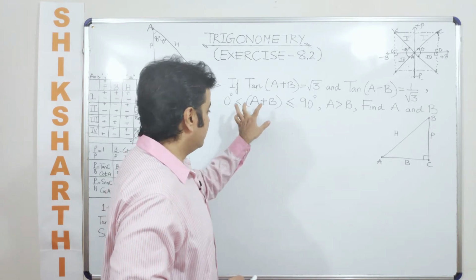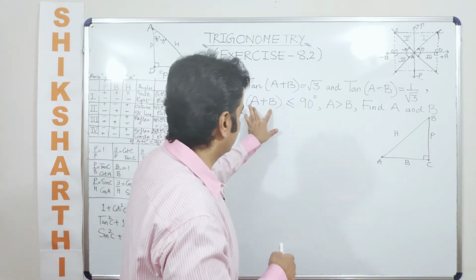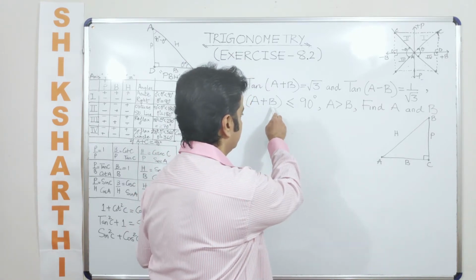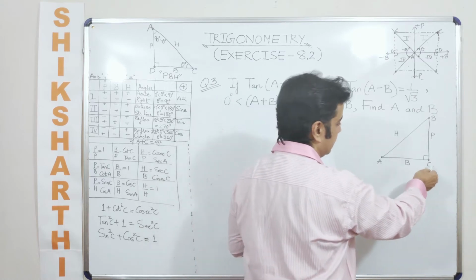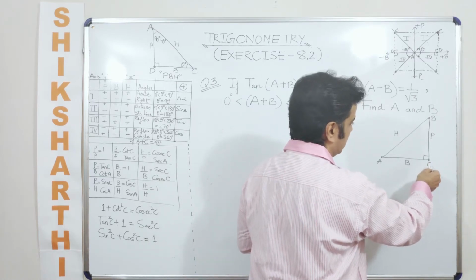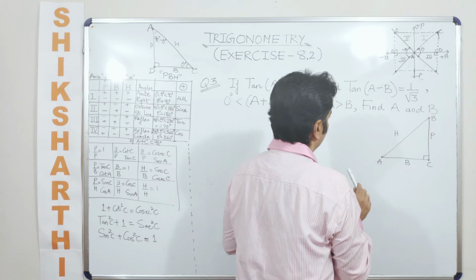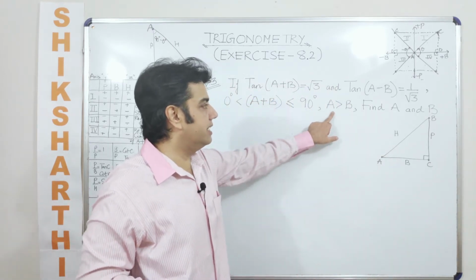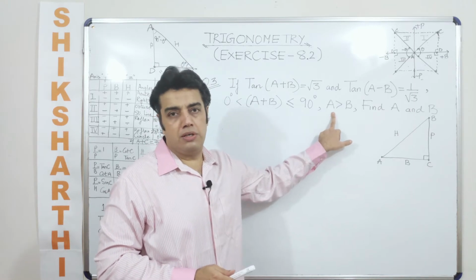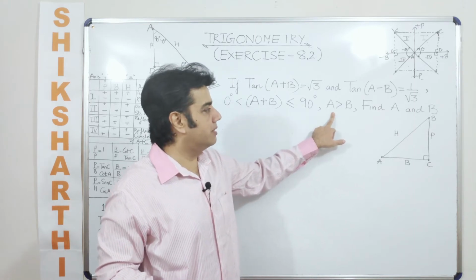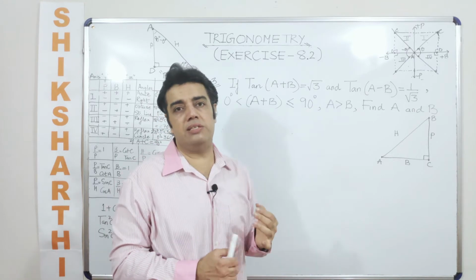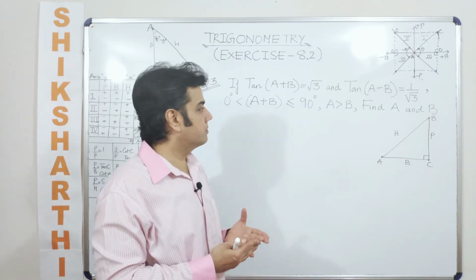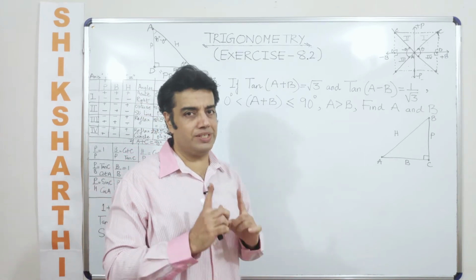So now let's assume 3 vertices here. One vertex is A, the other vertex is B, and the third vertex I have taken as C. So there are 3 vertices, right? And the other piece of information given here is A is greater than B, and they are asking you to find A and B. That means they must be asking you to find the measure of the angle A and the measure of the angle B, right? So let us approach this question one by one.